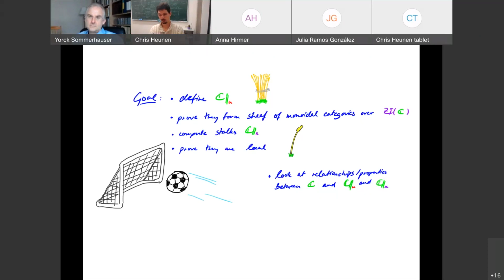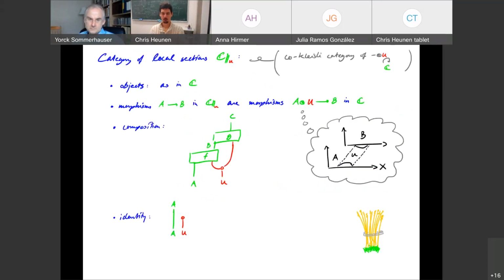And we're going to look a bit at the relationships and properties: if C has something, what can you tell about the local sections and about the stalks? That's the goal for today. All right, there we go. So you give me a monoidal category C that has universal joins. I pick one universal join, U, and we fix it for the rest of this slide. And we're going to define sort of the small category of C that only lives over U, C restricted to U.